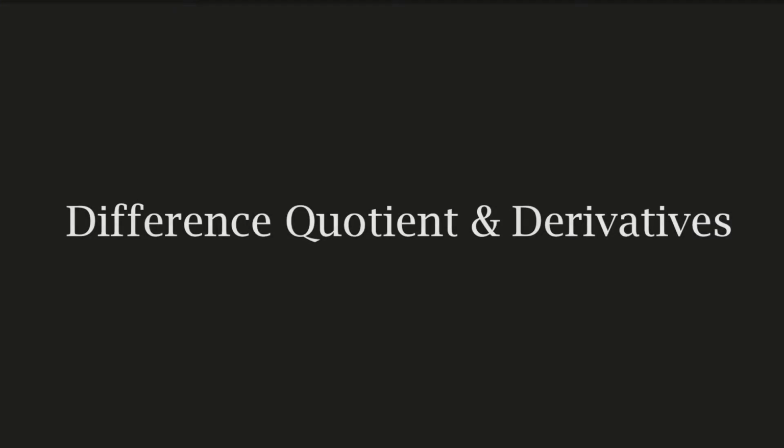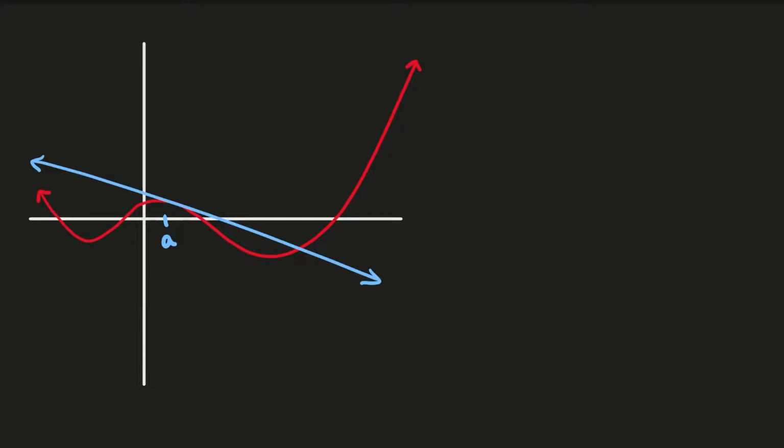Today we're going over the difference quotient and how we can use the difference quotient and the limit to find derivatives. Let's consider the graph of a function that looks like this. We have some point on this graph at x equals a, and at that point there's a tangent line for our graph which would look something like this. And this line intersects our graph at exactly one point, this point at f of a.